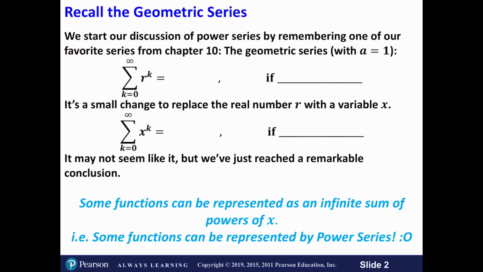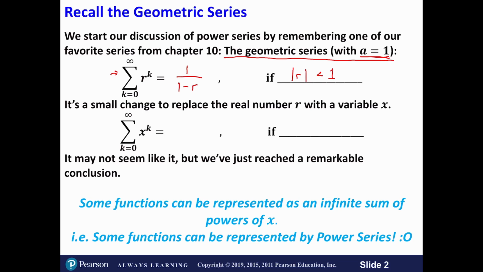So, first of all, recall the geometric series. We remember that in chapter 10, the geometric series, when we defined a to be equal to 1, which is what this series over here is, the sum from k equals 0 to infinity of r to the k is equal to 1 over 1 minus r. Okay? And this only occurs, of course, if the absolute value of r is less than 1.